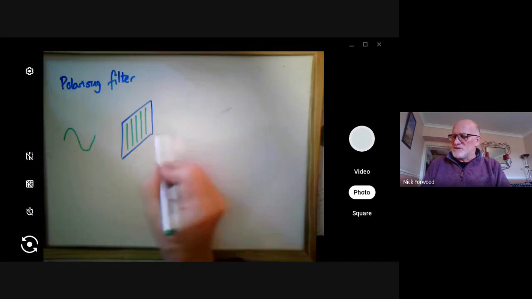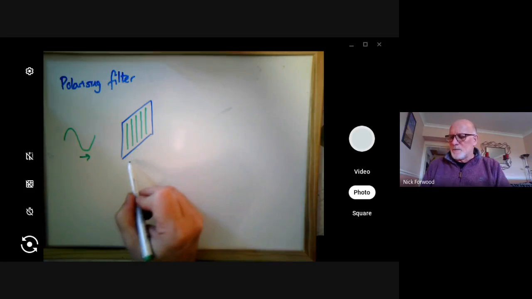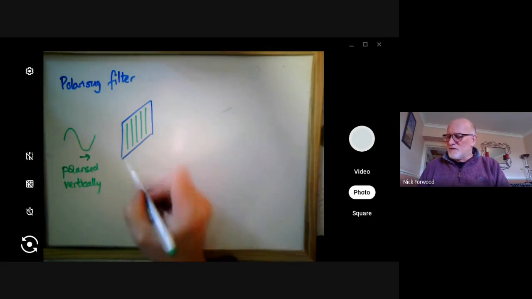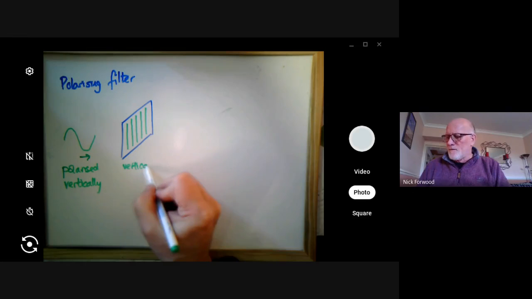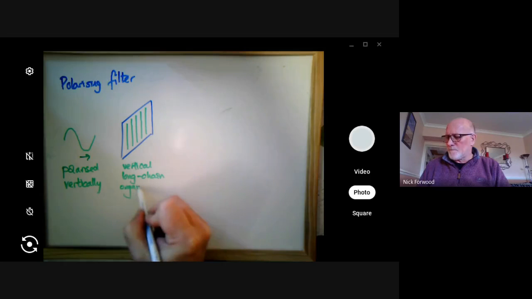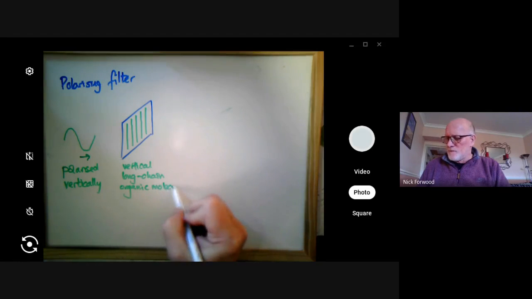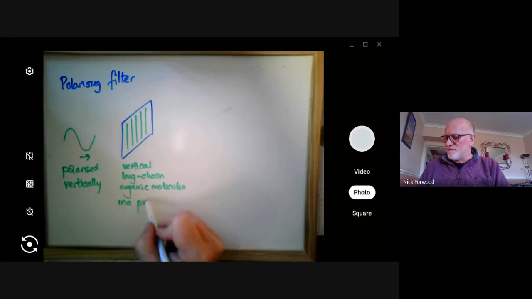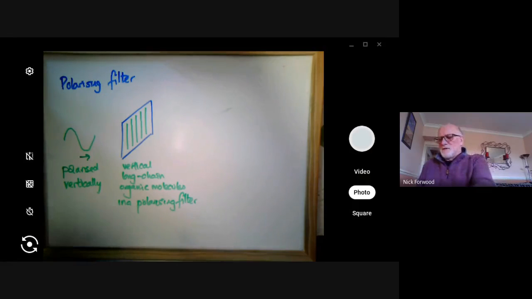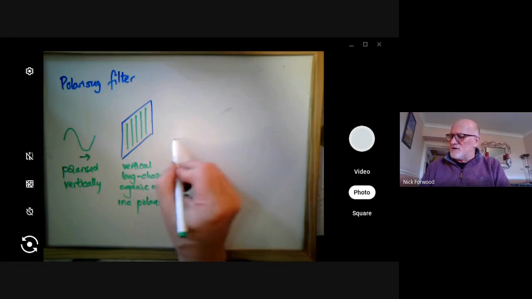So what comes out the other side? Here's your light approaching the filter. This is already polarized, and it's polarized vertically, and these are vertical long chain molecules in what's called a polarizing filter. Because the wave is oscillating vertically and the vertical long chain molecules are in the same plane, they're both vertical, what comes out the other side?